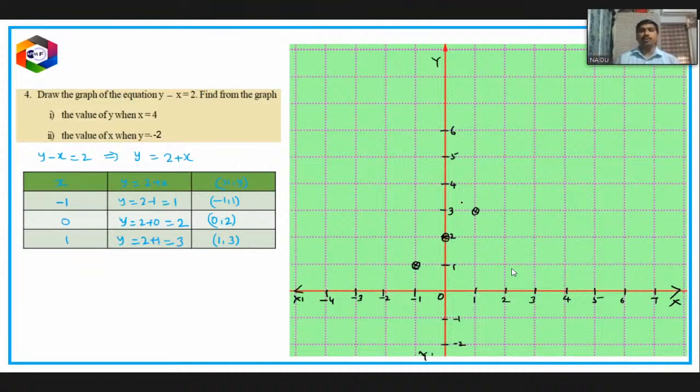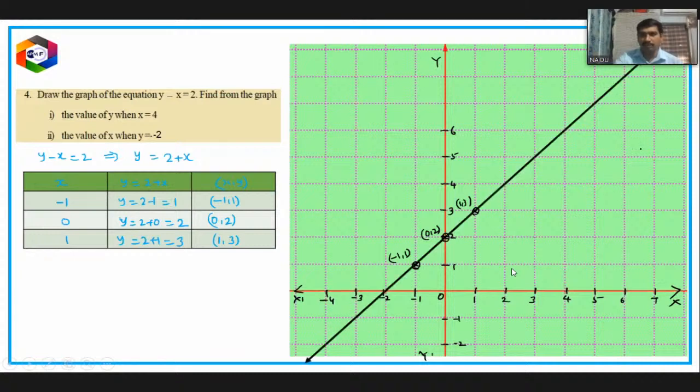Now what we have to do is draw the straight line. No doubt at all. Passing through these three points, I am going to draw a straight line. Let us observe, children. Here you will get the straight line. You can observe here, this is the straight line. After drawing this straight line, I am going to write the name here: y equals 2 plus x.